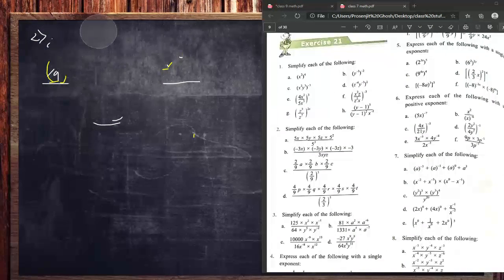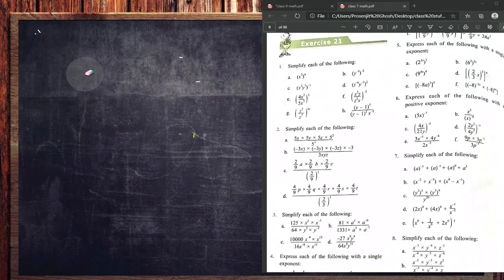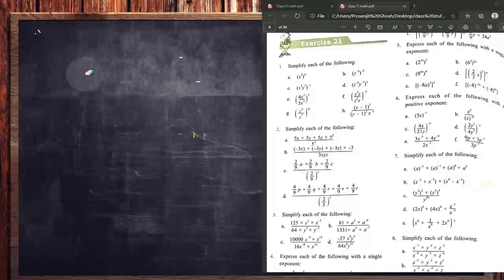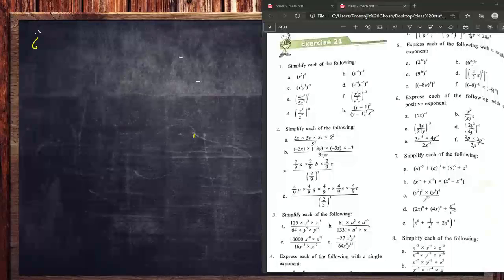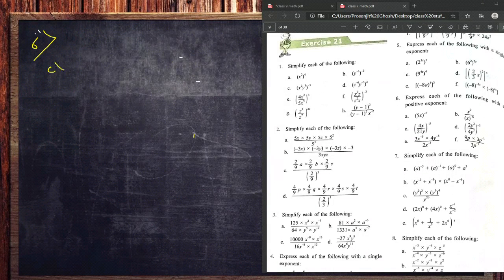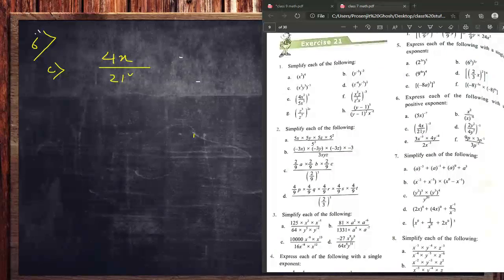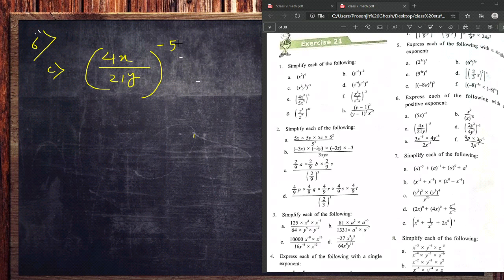Okay, now these are the simplifications. Now we have to do the positive exponent. This kind of sum can come. So we are moving to question 6 part C. In 6 part C, 4x by 21y whole to the power minus 5 is given, and we have to make the power positive. But how will we do that?